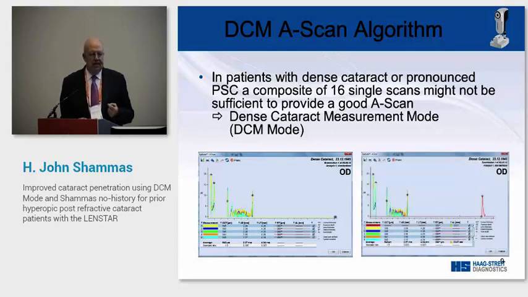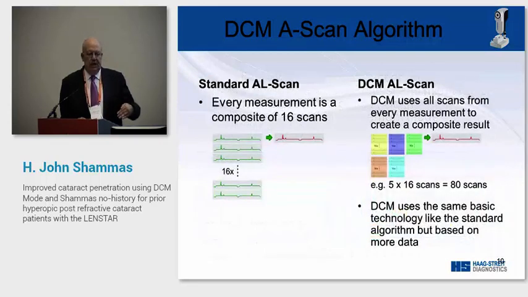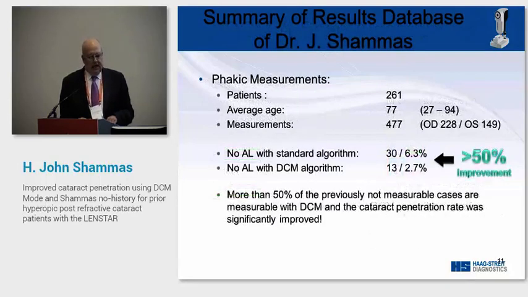So this is where the DCM mode comes in. And you notice that in here, you all of a sudden get a good retinal spike because you have five times 16 scans, that means 80 of them, on top of each other, which allows you to destroy the noise and gives you a better scan. With the standard axial length scan, every measurement is composed of 16 scans. With the DCM, it takes five times the 16 scans, 80 scans. But it uses the same basic technology.